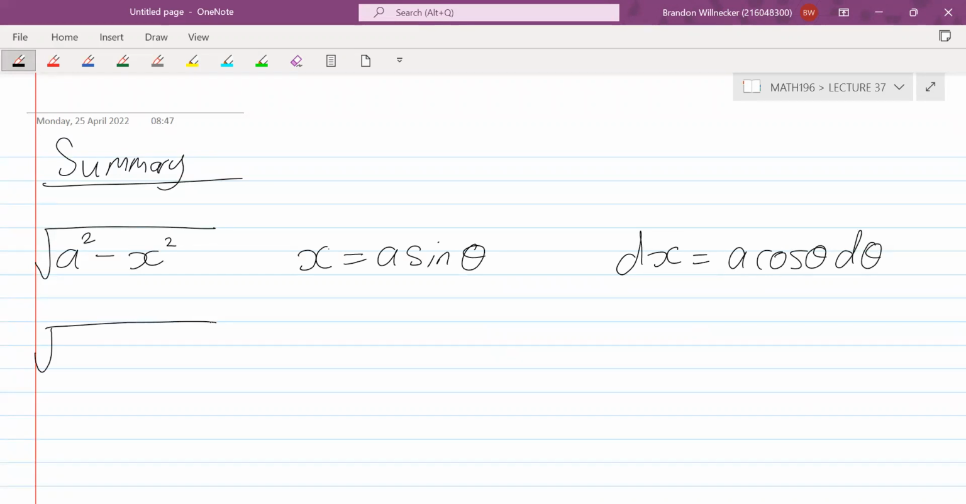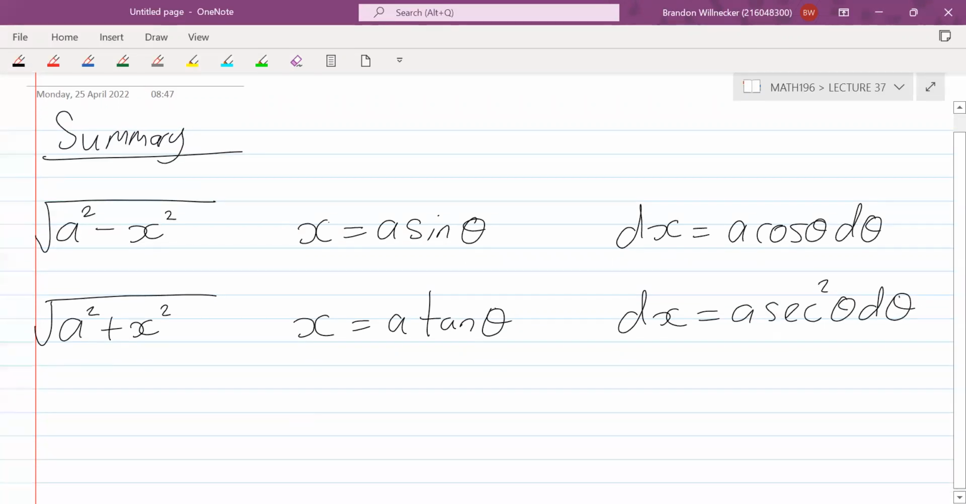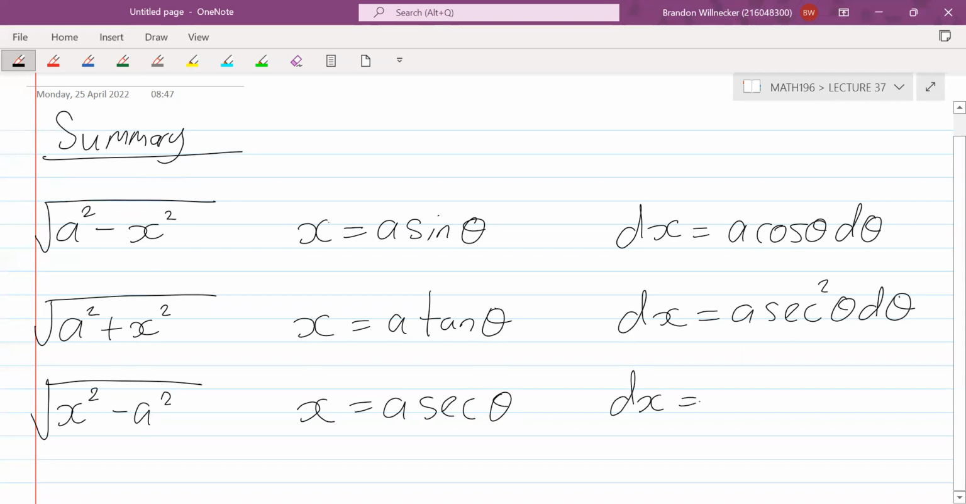If we have a squared plus x squared, then we say x is equal to a tan theta. And then the derivative of tan is sec squared. And lastly, if we have x squared minus a squared, so we swap it around from case 1, then we say x is equal to a sec theta. And then the derivative of sec theta is sec theta tan theta d theta.